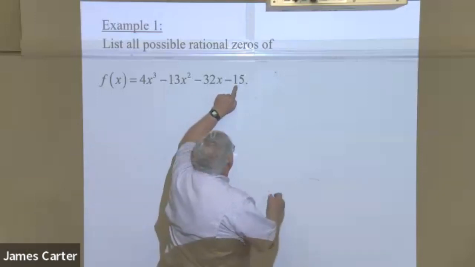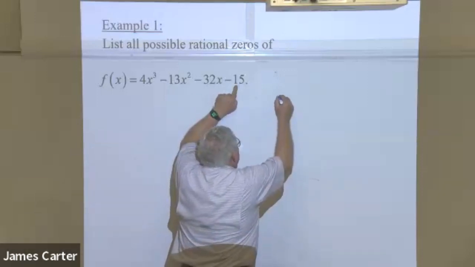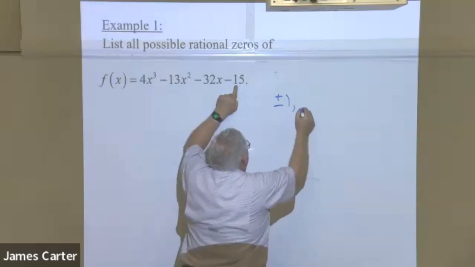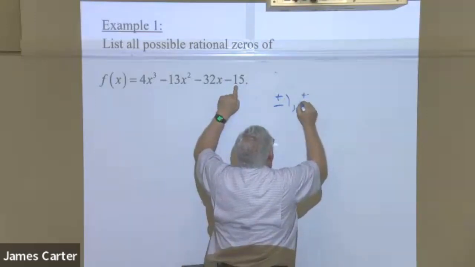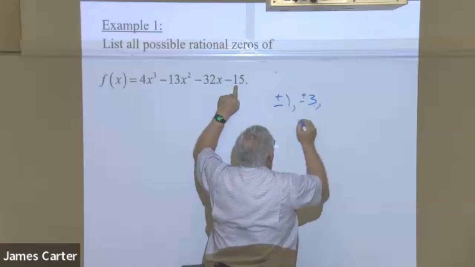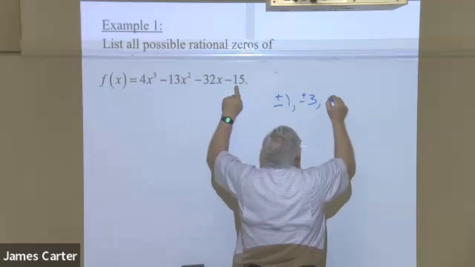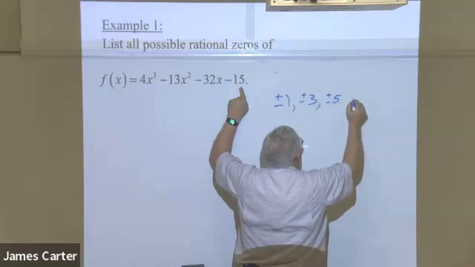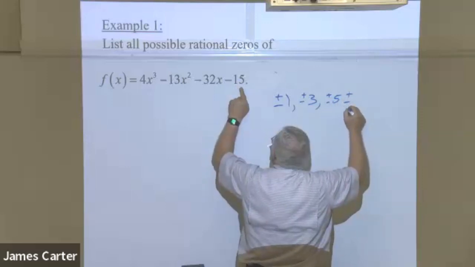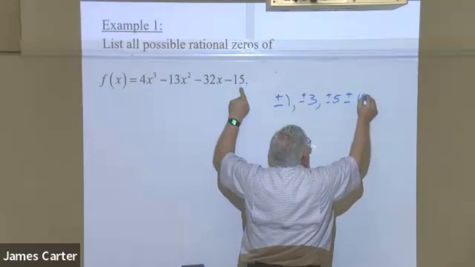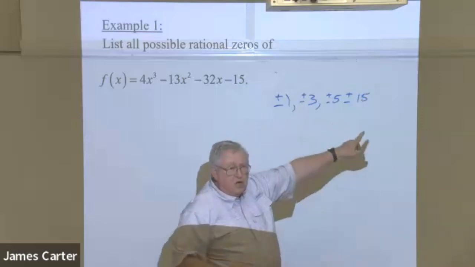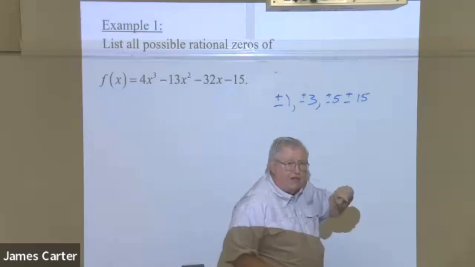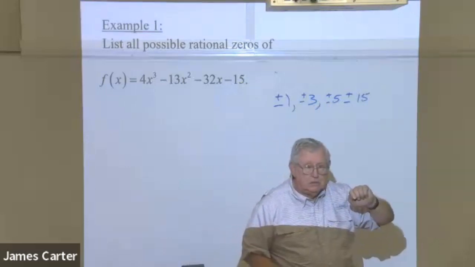Let's look at 15 first. We got plus or minus 1 could be a possibility. Plus or minus 3 could be a possibility. Plus or minus 5 could be a possibility. And plus or minus 15 could be a possibility. This is no more than when I had my pairs of 15 and 1, 3 and 5 before.